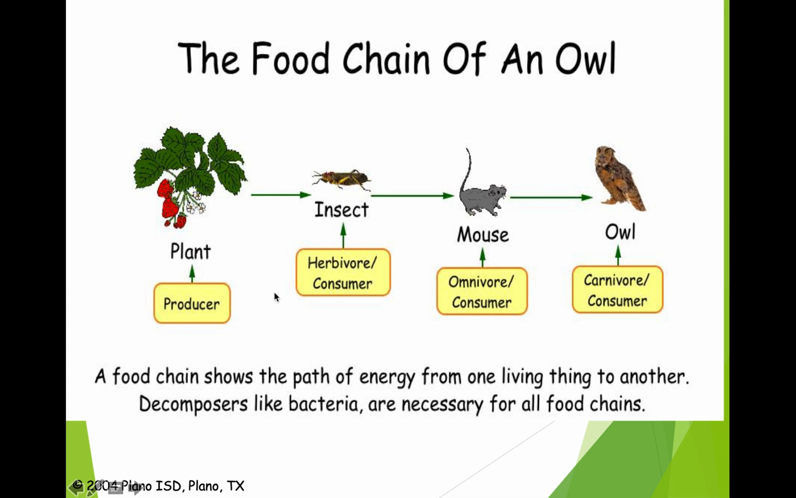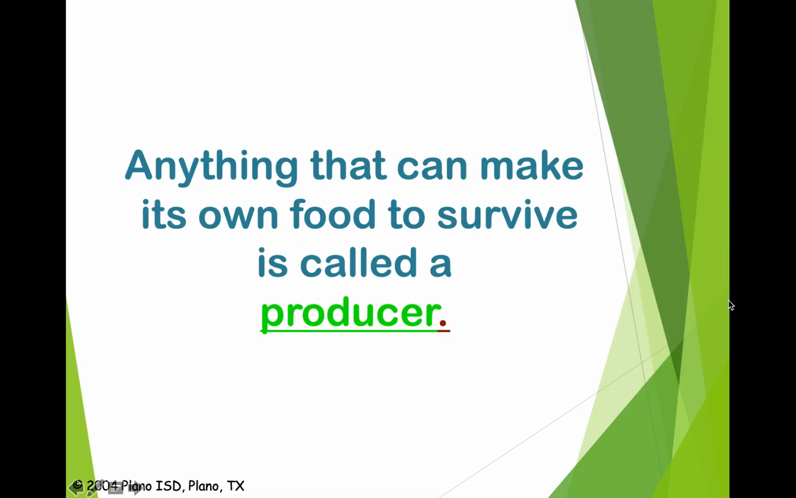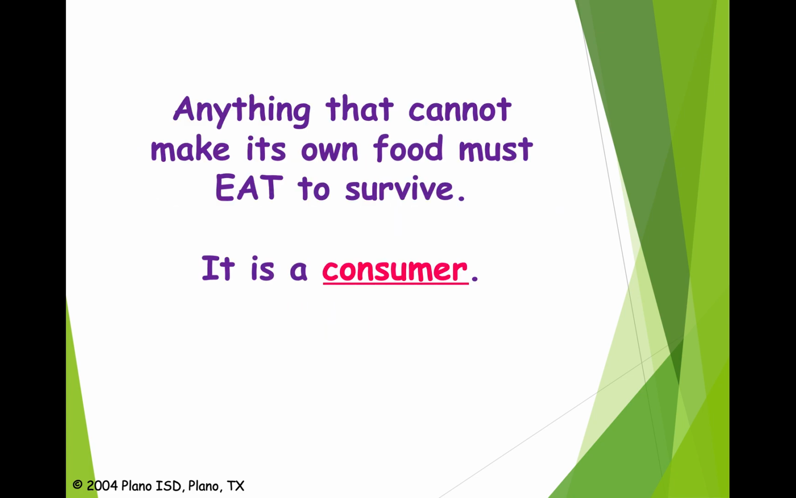And so we have producers, consumers, and then the different types: the herbivores, omnivores, carnivores. Anything that can make its own food to survive is called a producer. Those are mainly our plants and algae that are utilizing photosynthesis to get their own food supply. Anything that cannot make its own food must eat to survive, and so these are called consumers.